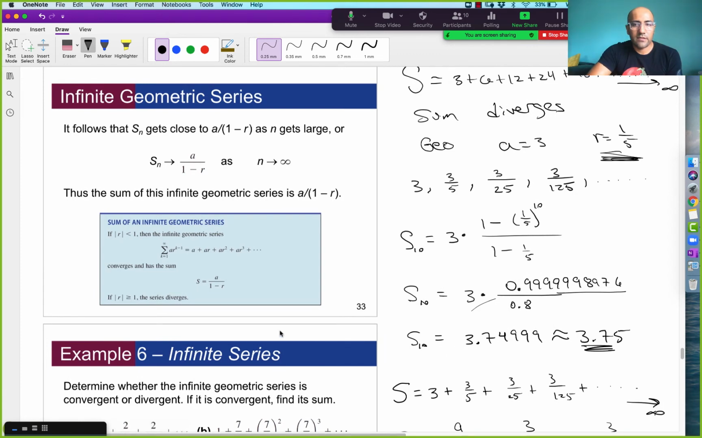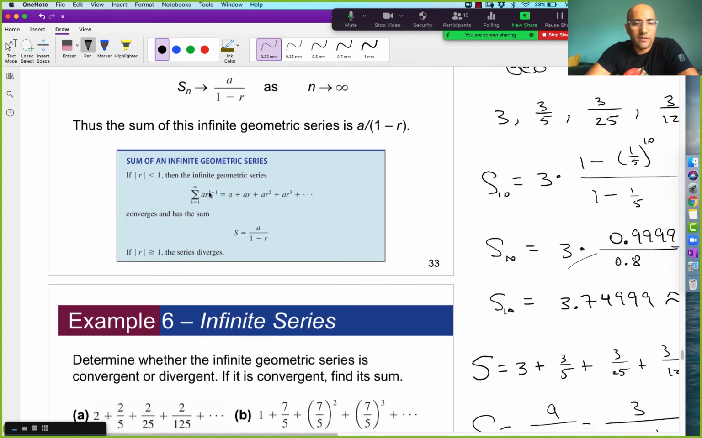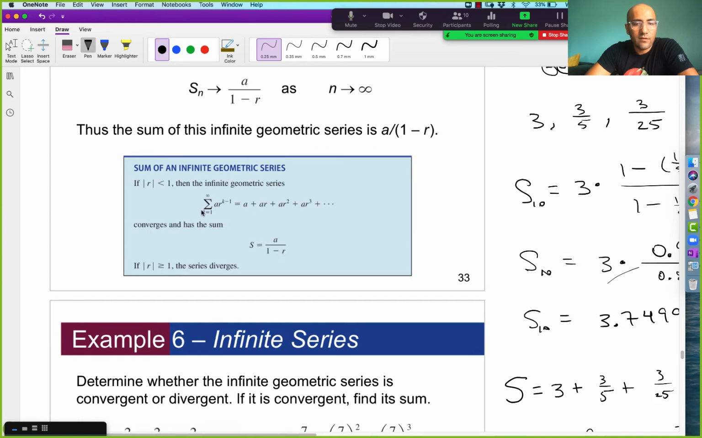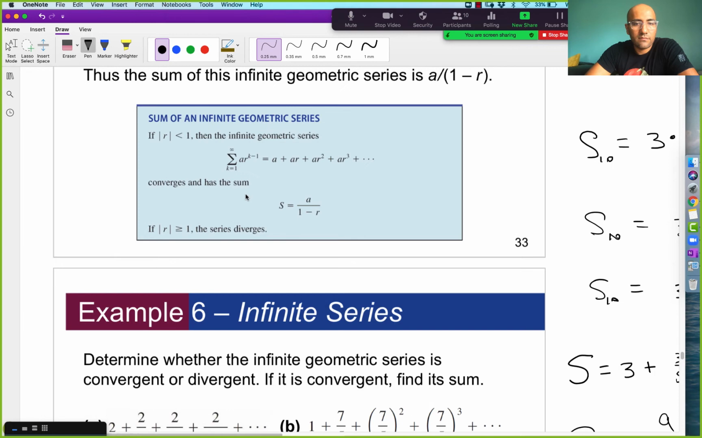Okay, let's get back to this thing over here. Almost done. We'll take a break in a bit. So it follows that S sub n as n goes toward infinity approaches this. So here is the formula for the sum of the infinite geometric series.